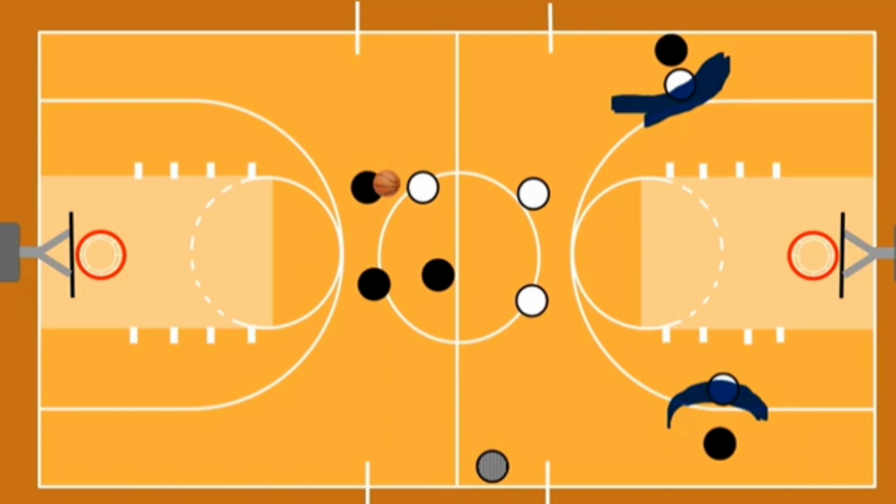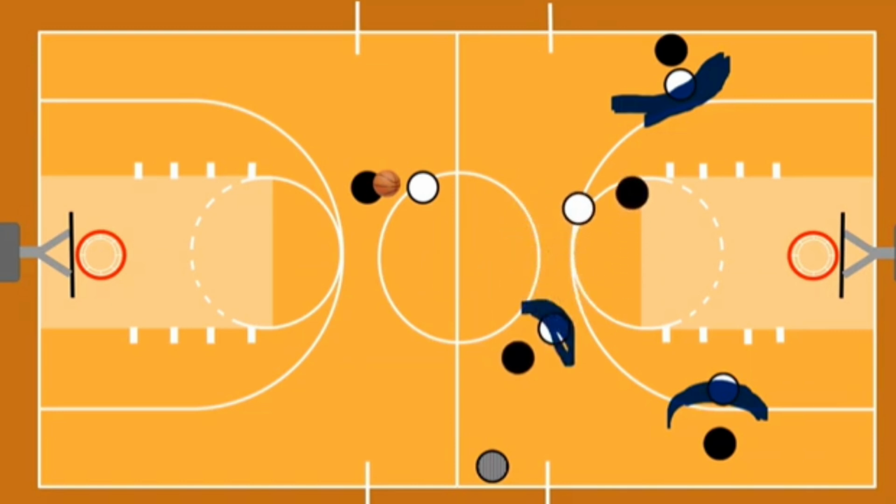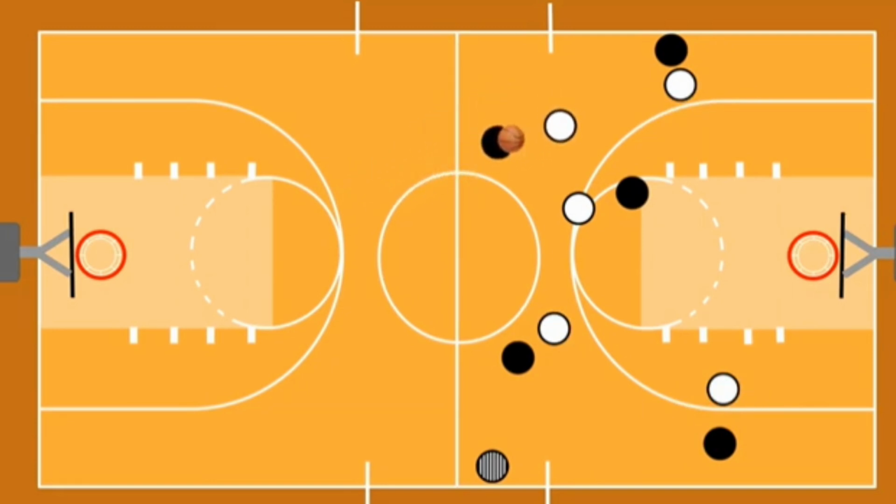You can see that another player has covered him and this player has made a little space and gone inside. Now what can happen here? The black team player can dribble forward and shoot. If he shoots from outside this area, he'll get 3 points.